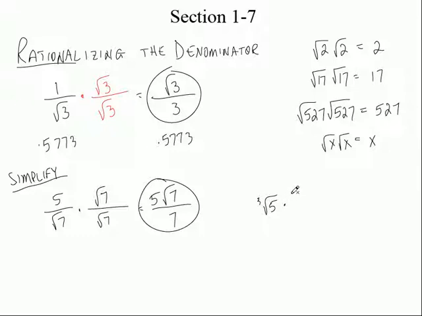What do you think? Do I just multiply it by another cube root of 5? Does that get rid of it? No. No, it's not square root of anything because it's a cube root. You can't just get rid of the cube.